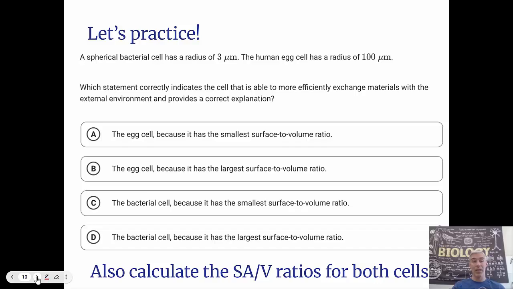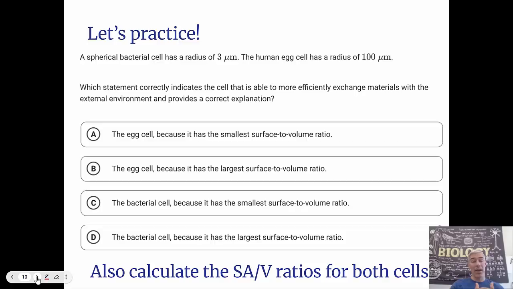So it's not the egg, so we get rid of A and B. Now we're down to C and D, so pick it. Because it has the smallest or the largest surface area to volume ratio. Remember, high surface area to volume ratios are more efficient. So the answer to this one is D, okay?